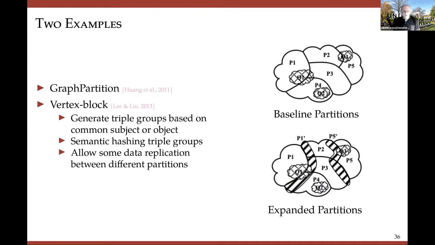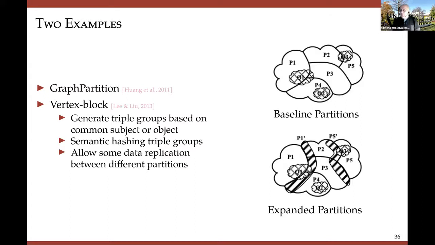The second alternative is very similar, which is the vertex block proposal, and they were proposed 2 years apart, interestingly. They also talk about partitioning the triples across vertices, but they use what they call semantic hashing. So what they do is they first form triple groups. They group the triples based on whether they have the same subject, or the same object, or the same predicate. So they can have S triple groups, O triple groups, or P triple groups. And then they use a hashing function to allocate each of these triple groups to machines.